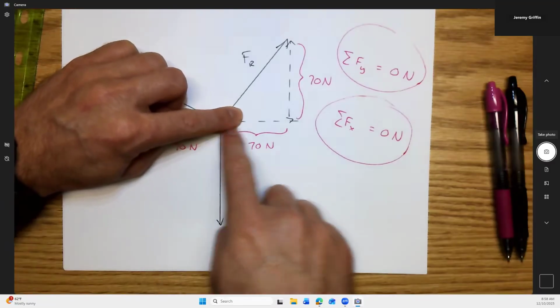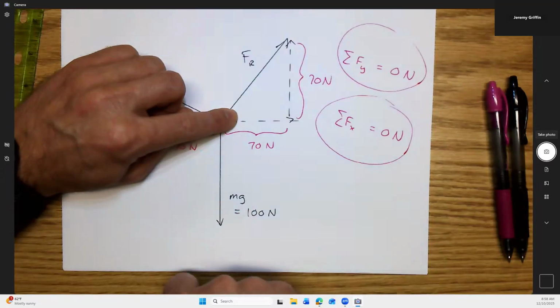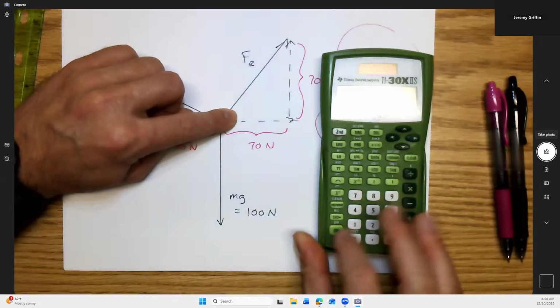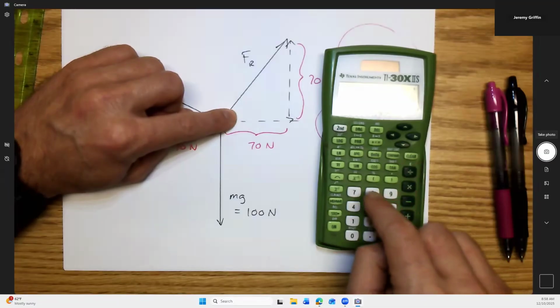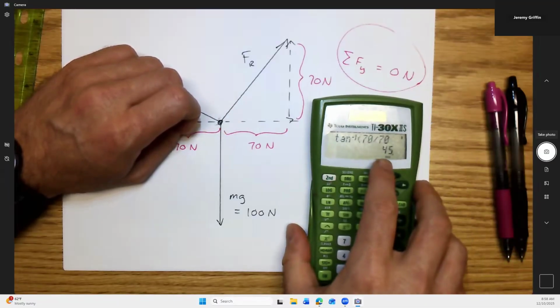Guys, this side is equal to this side. I got a nice isosceles right triangle right here. It's got to be 45 degrees. And if you didn't know, can I do inverse tan of 70 over 70? 45 degrees. There you go. 45 degrees.